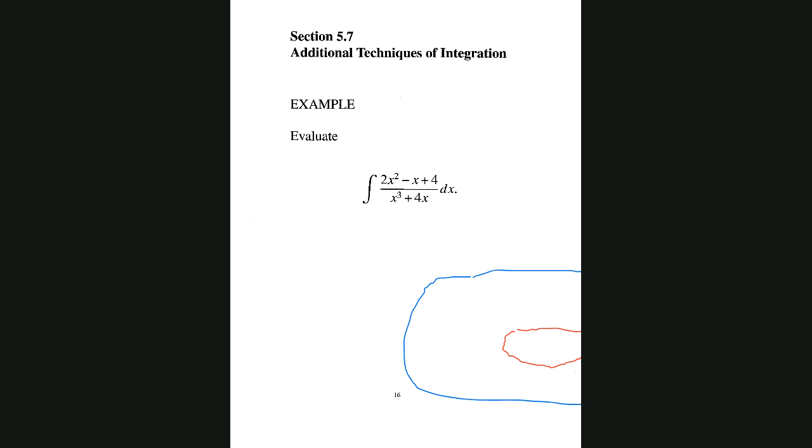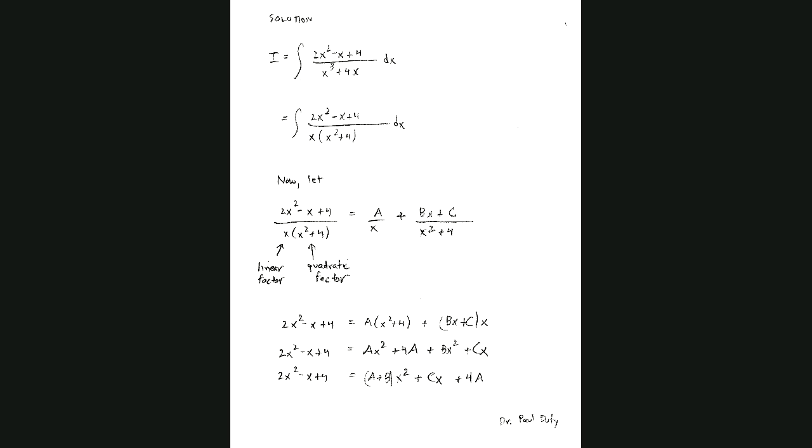Now watch what I'm going to do. I'm just going to show you the process. I say my integral equals the integral of 2x squared minus x plus 4 over x cubed plus 4x, and I factor the denominator. My goal is to rewrite this fraction into an integrand that I can integrate. I can't integrate that right now.